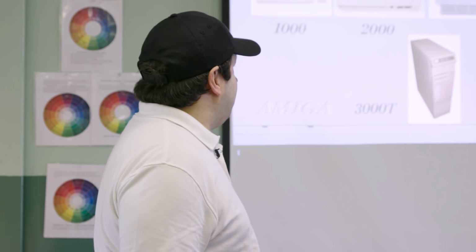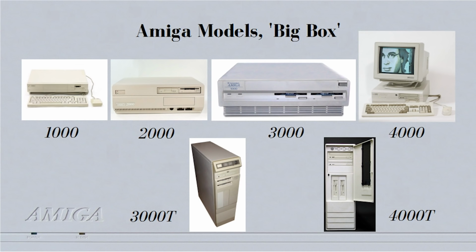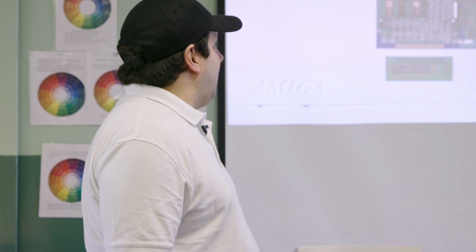And then you have the big machines, which is one I have here, the 4000, where you have two pieces. It's like the IBM PC. You have tower versions. But basically, they're all pretty similar.